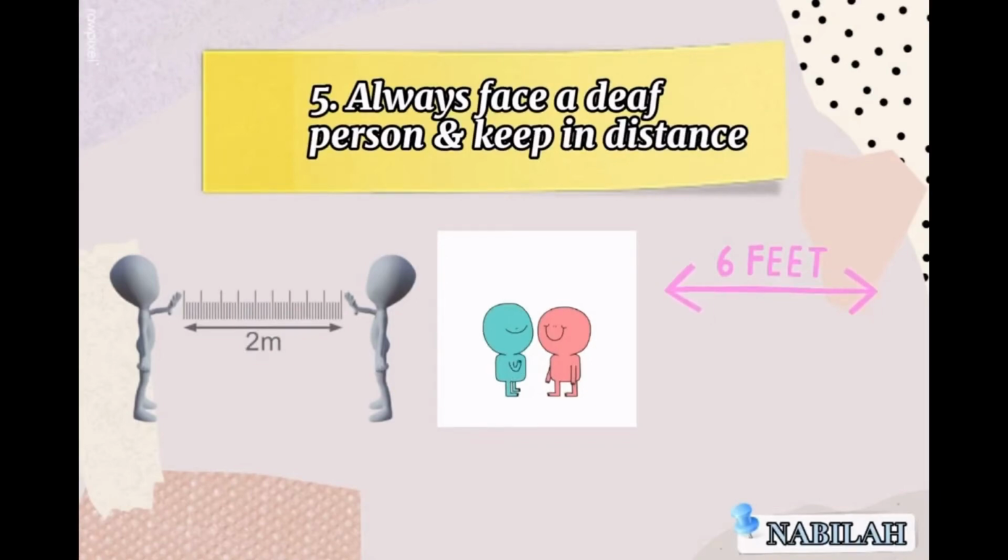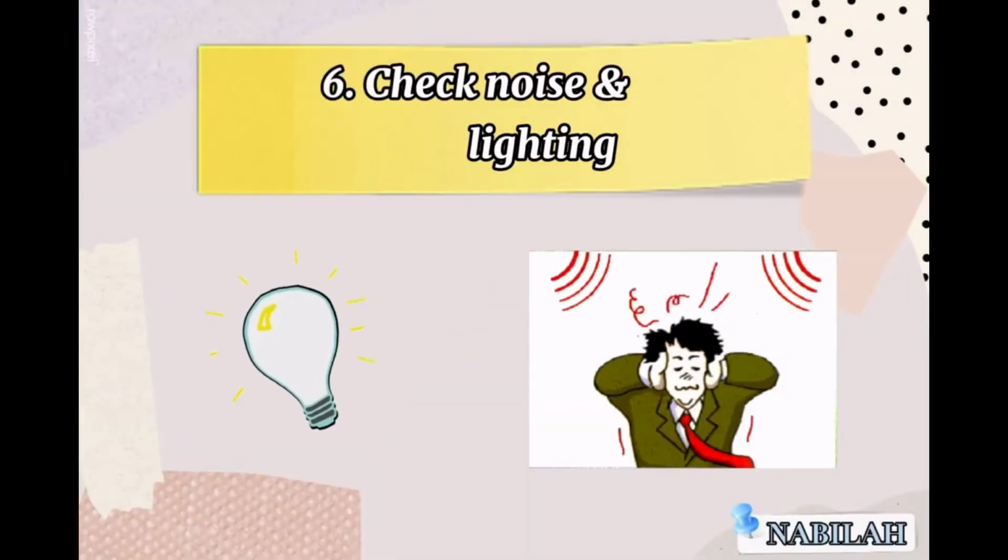The last tips and techniques that you have to know is to check noise and lighting. Turn off or move away from a noisy place. Make sure your face is not in a shadow or dark place and there is no strong light or sunshine in their eyes. There are do's and don'ts you have to bear in mind. Every deaf person is different, so you will need to be flexible in your approach. Remember, being deaf does not mean being incapable.